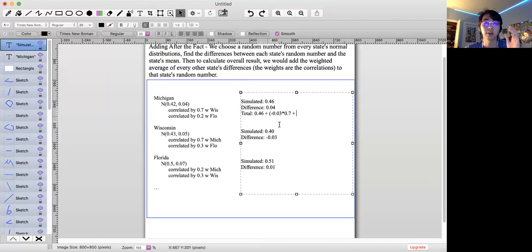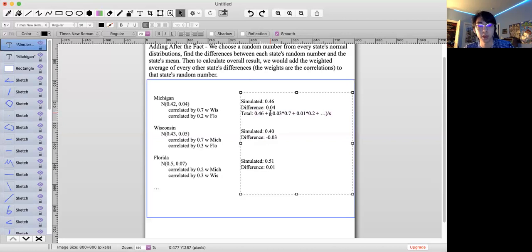Then I add Florida's difference, which is 0.01, and multiply by Michigan's correlation to Florida, which in this case is 0.2. Then do the same thing for all the other states, adding their differences multiplied by their state's correlation to Michigan. Then I'm going to divide that all by the total of all the correlations to Michigan to get our weighted average. So this is our overall result, that state's simulated value plus the weighted average of every other state's effects.